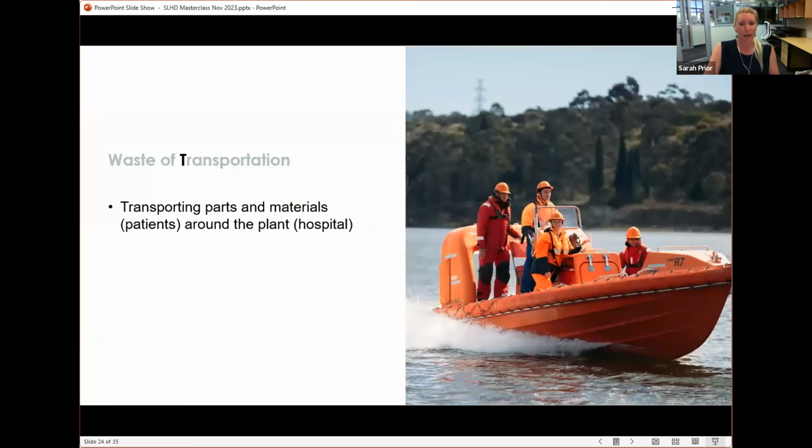So waste of transportation is when patients are transported around the hospital or across the state. So, for example, transferring to a bigger tertiary referral centre for specialist requirements. It can happen as a result of poor layout, such as a catheter lab being located at the other end of the hospital from the emergency department. So the patient essentially has to be transported backwards and forwards.